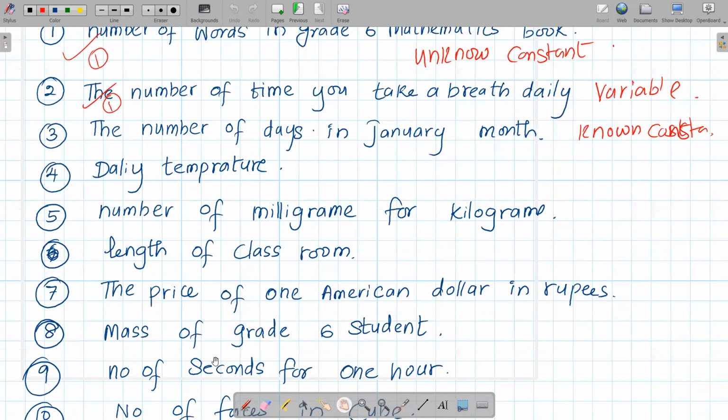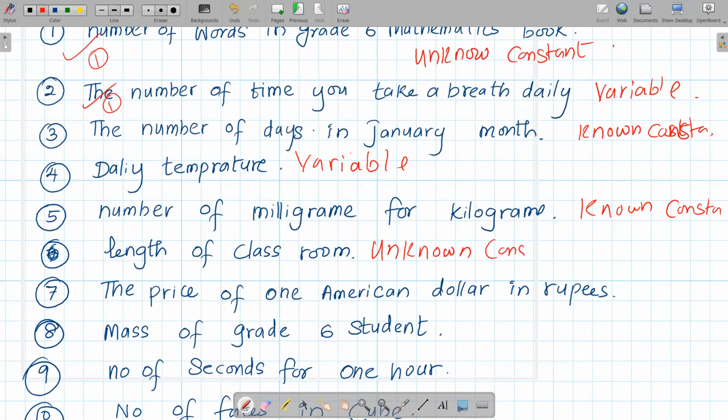The daily temperature. Temperature is changed, so you can say it is variable. The number of milligrams in a kilogram, it's not changed. Non-constant. Then the length of the classroom. The length of the classroom never changed, but you don't know. So you can say unknown constant.